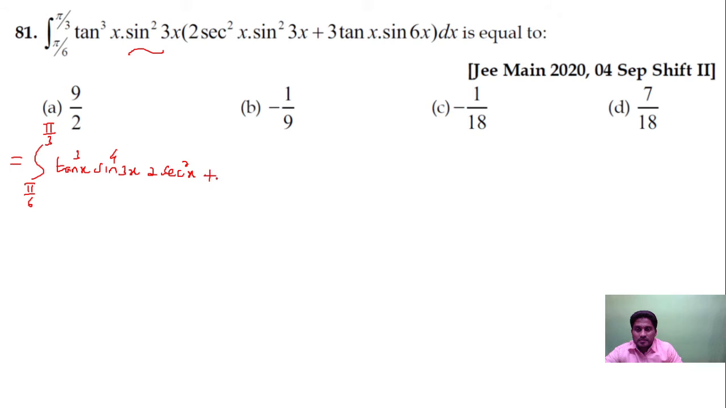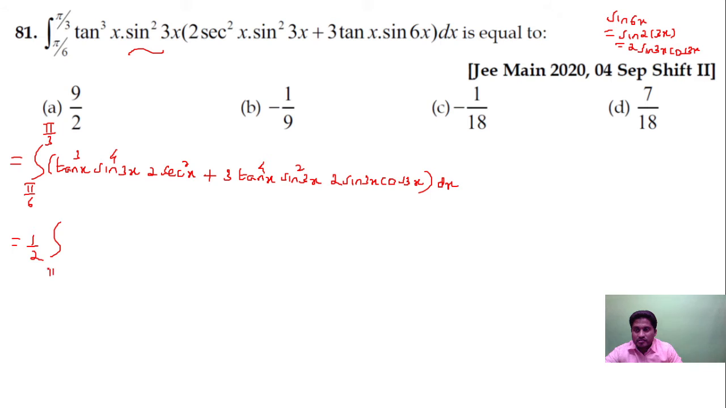this will be equal to plus 3 tan to the power of 4x, 3 tan power 4x into sine square 3x, sine square 3x, and then sine 6x can be written as sine of 2 into 3x. Sine 2 theta will be equal to 2 sine theta into cos theta. So it will be equal to 2 sine 3x into cos 3x dx.